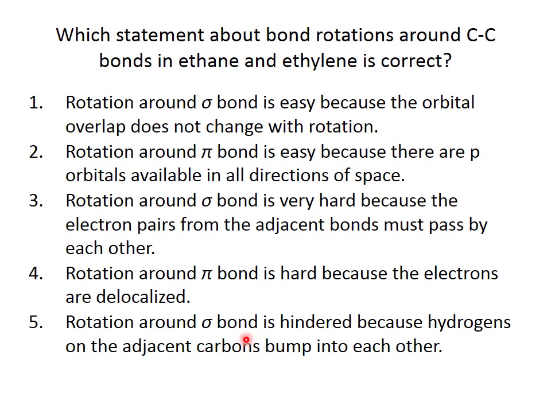Rotation around a sigma bond is hindered because hydrogens on the adjacent carbons bump into each other. Well, there is torsional strain, but we don't have steric strain with hydrogens. Hydrogens are the smallest group that you can have, and we basically consider a hydrogen next to a hydrogen to not have any steric strain.